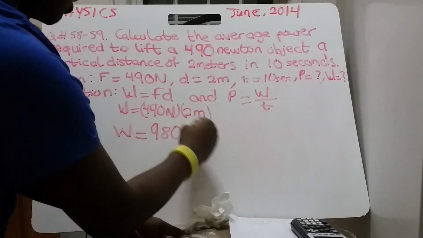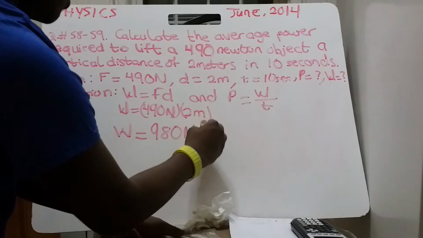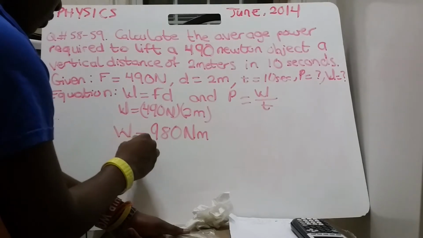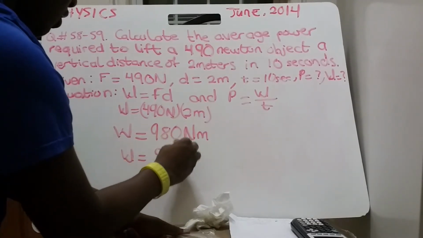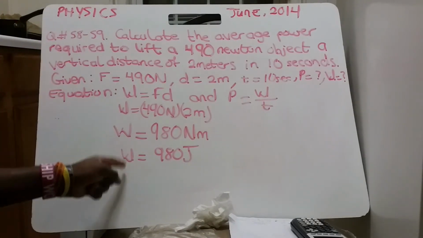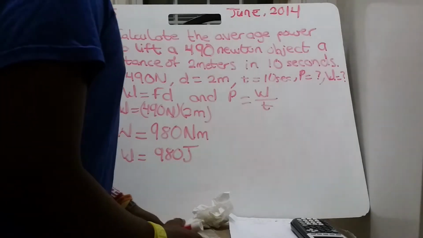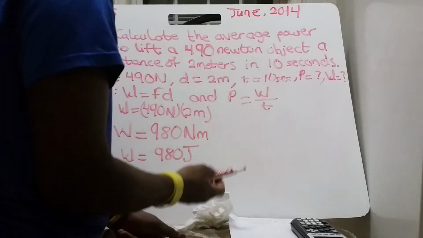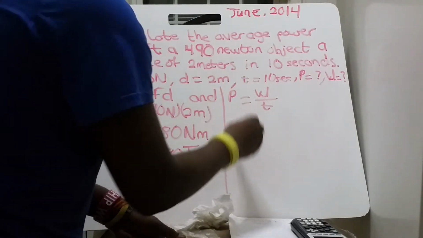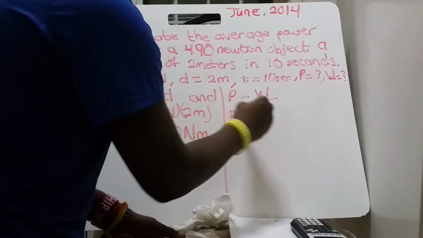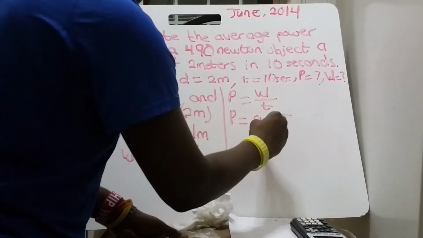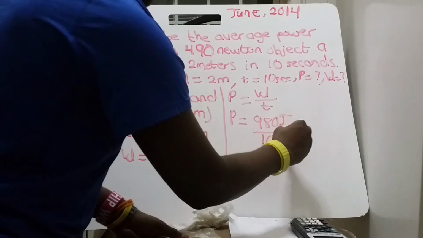So work equals 980 Newton meters. That's also a joule. So work equals 980 joules. Bingo. So now we're halfway through the problem, because we know what work is. All we need to do now is substitute work into the power equation. So power equals work, which is 980 joules, over time, which is 10 seconds.